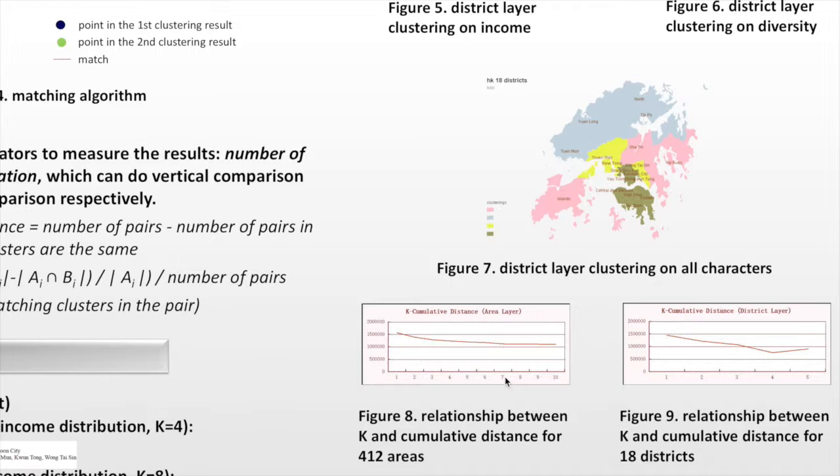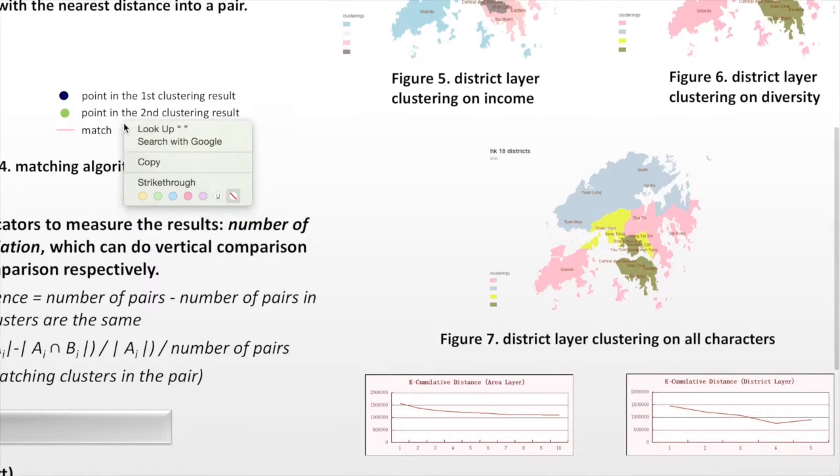And from this picture, we can see the relationship between the k value and the corresponding cumulative distance on the area layer. So we will use k equal to 7 or 8 or 9 on the area layer, and for the district layer, from this picture we can see that we will use k equal to 3 or k equal to 4 when we do clustering on the district layer.